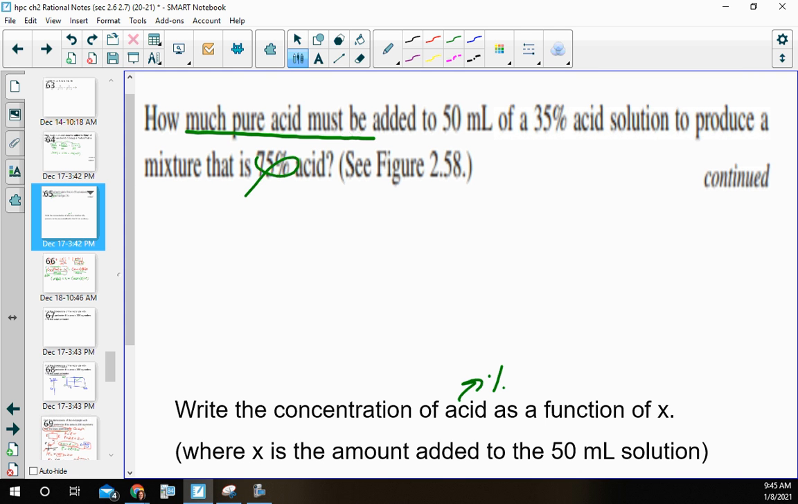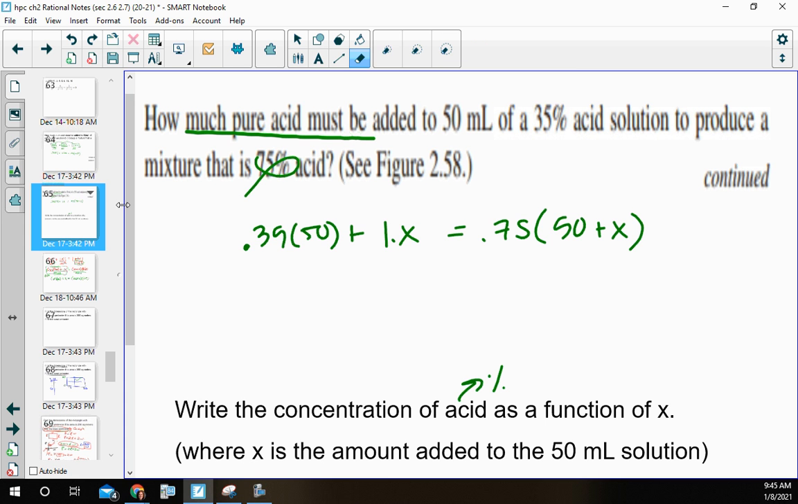Our original question had our 0.35 times 50 plus our 1x is equal to, we had this last time, but now we are saying, what if we don't know this percentage? So I'm going to erase that mixture percentage of acid, and I'm going to write in my C of X, my concentration percentage. C of X stands for the percentage of acid for that one. It says write it in terms of that acid percentage.